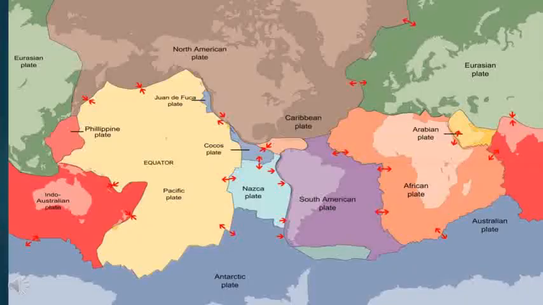As you can see in this map of the world, all these different countries are joined with each other through the different plates like Indo-Australian plate, Eurasian plate, Philippine plate, Juan de Fuca plate, North American plate, Cocos plate, Pacific plate, Antarctic plate, Caribbean plate, South American plate.